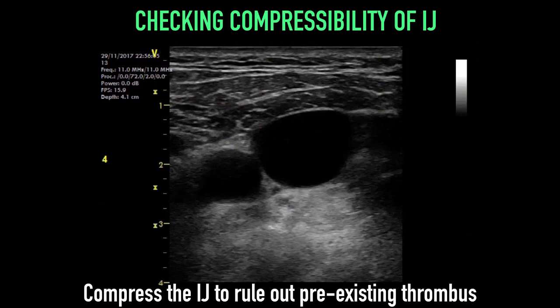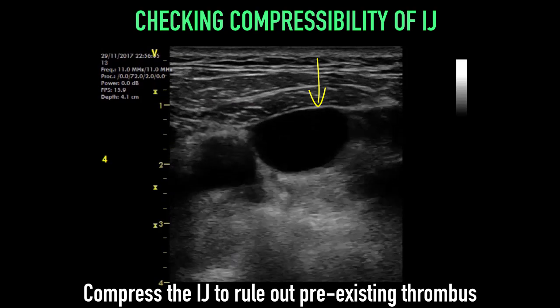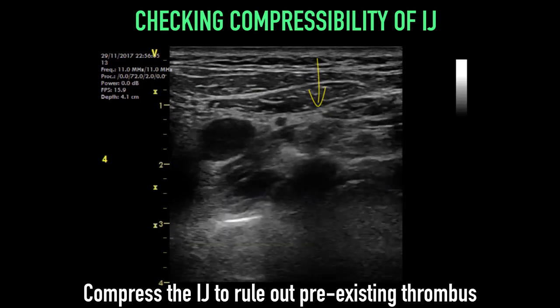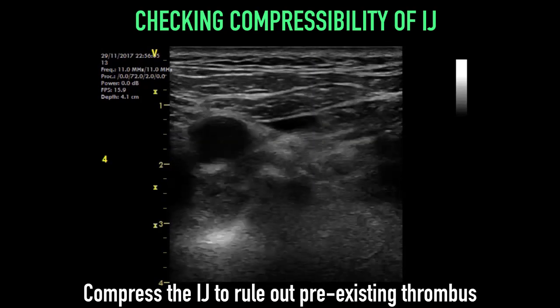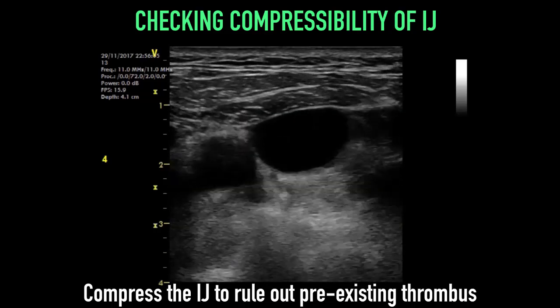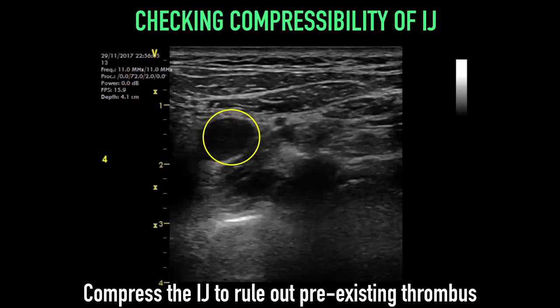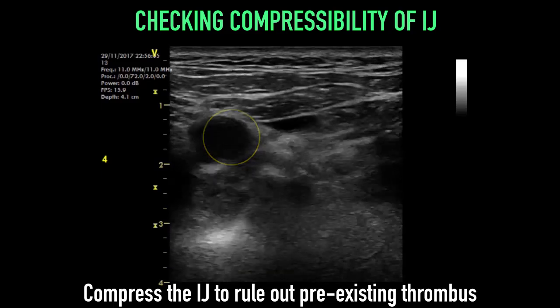We can also use ultrasound to compress the vein, as a patent vein should fully compress, as demonstrated here. If the vessel cannot be compressed to its full extent and you begin to distort the arterial anatomy, there is a high chance the patient has a thrombus in that area.